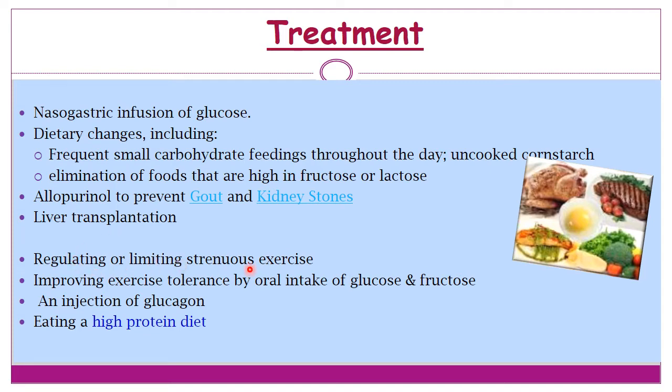Regulating or limiting strenuous exercise. So these children are advised not to do too much exercise. Then improving exercise tolerance by oral intake of glucose and fructose. Then injection of glucagon can be given, and eating a high protein diet can help.